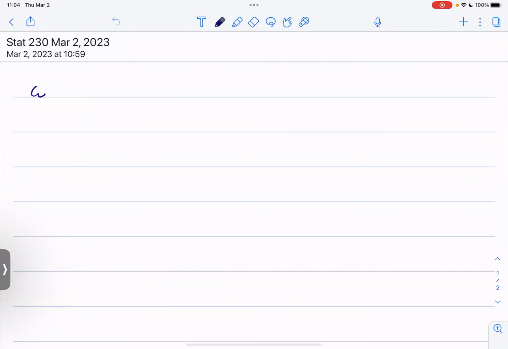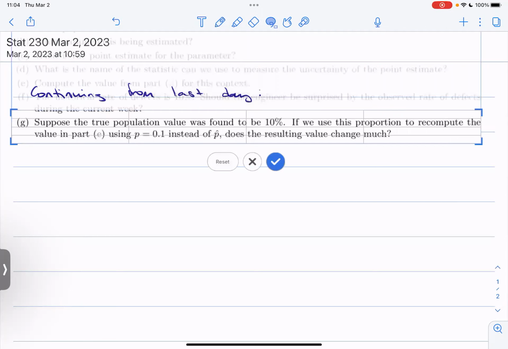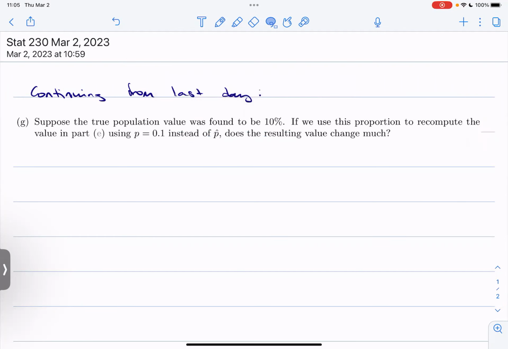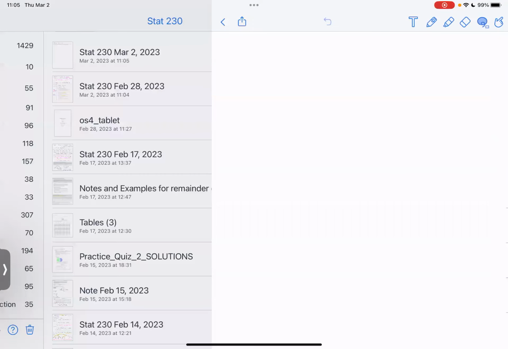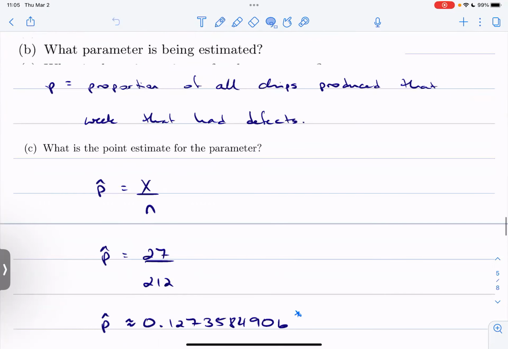So continuing from last day, we were so close to finishing that example. And this is really bugging me. I guess we need some information from before, but all right, I won't make you just jump in. We'll do a little recap of what happened here.